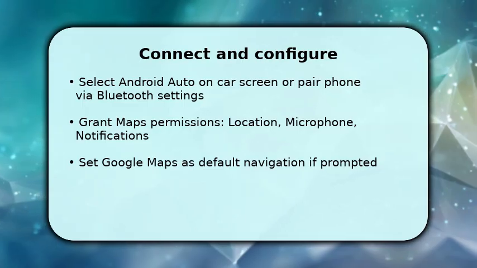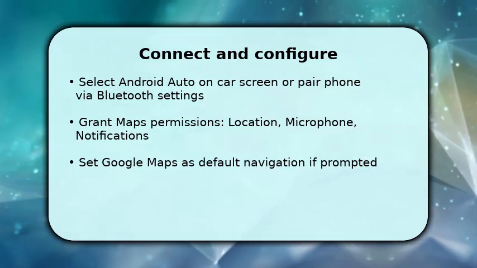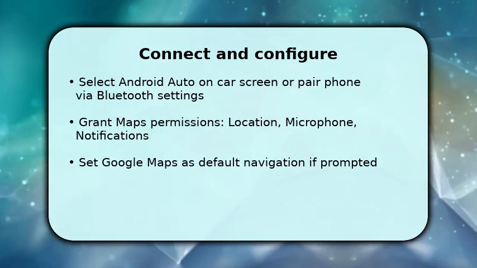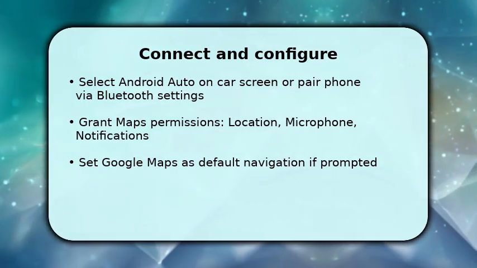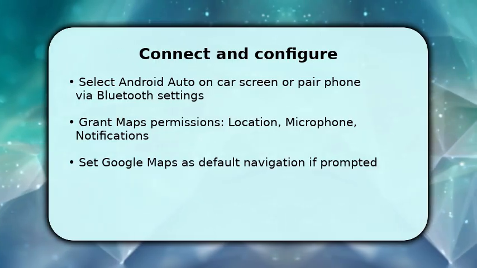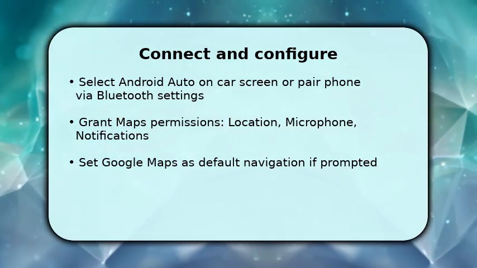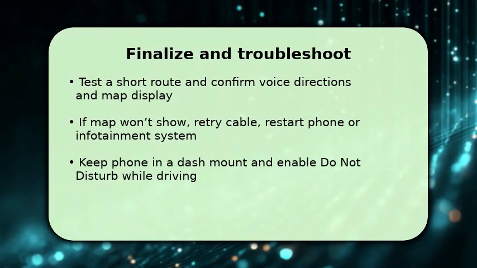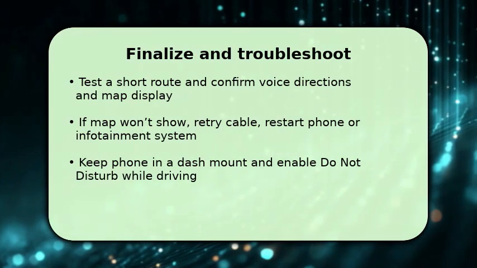rerouting work. If the Kwid asks to choose a default navigation app, select Google Maps to avoid repeat prompts. Make sure vehicle audio is routed to media so turn-by-turn directions play through speakers. If you want voice control, enable Google Assistant prompts when asked. Finish by running a short test route to verify map display and spoken directions.